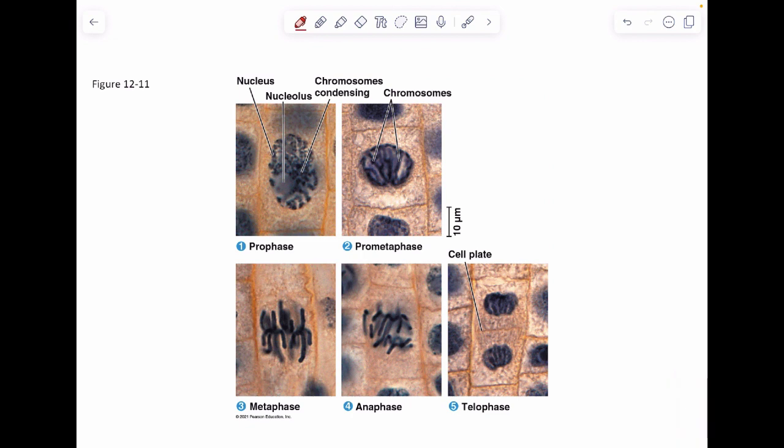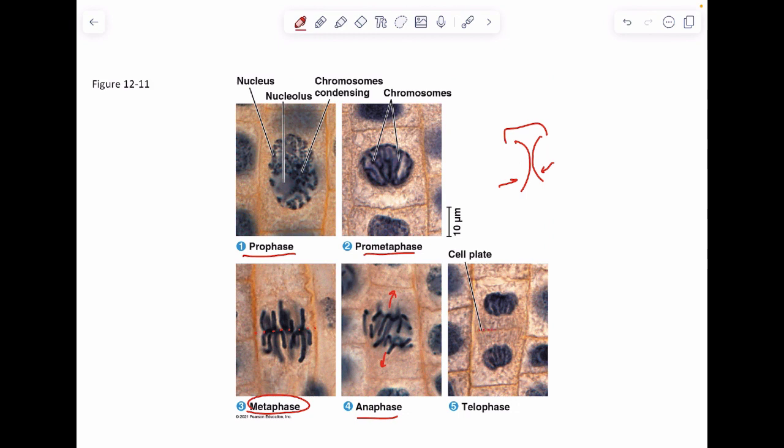Reminder of what the stages look like. Prophase, we condense the chromosomes and we start to get rid of the nucleus. Prometaphase, we're going to continue to condense those chromosomes, attach the spindles. Metaphase, we're going to align those chromosomes, or at least the centromeres, along that metaphase plate. Anaphase, we're going to start to pull apart the sister chromatids, where again, recall that the chromosome is the X, but the chromatids are each individual side. Telophase, they're going to be far apart.